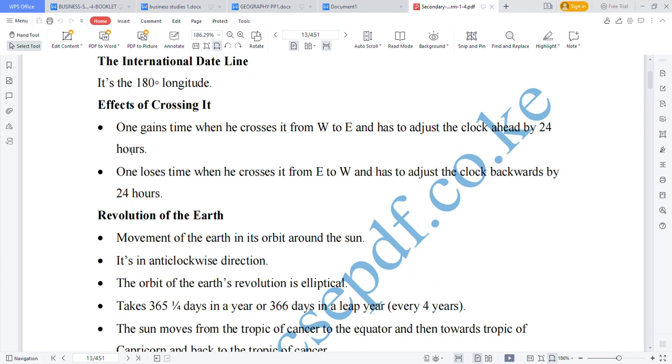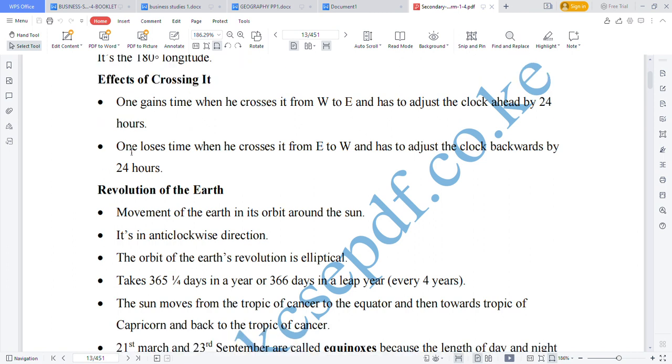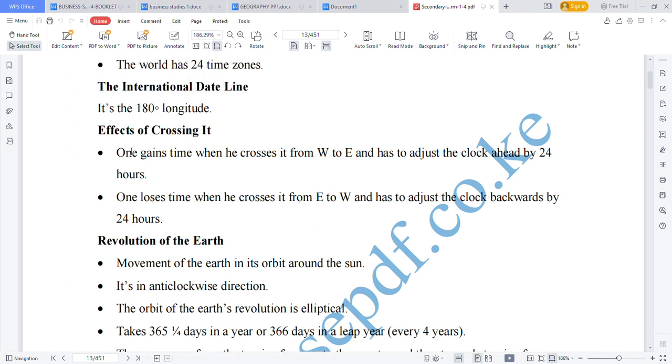One gains time when it crosses it from west to east and has to adjust the clock ahead by 24 hours. One loses time when it crosses it from east to west and has to adjust the clock backwards by 24 hours. So you must know these effects of the international dateline.